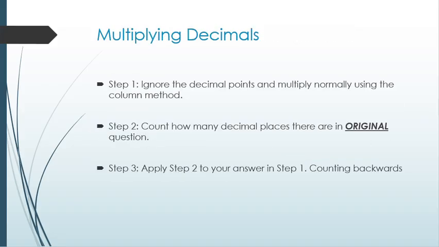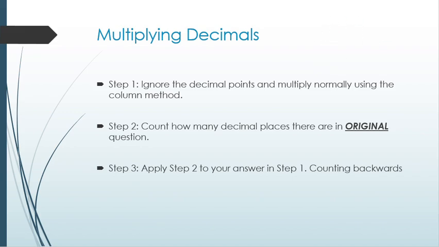All right, multiplying decimals. So we have 3 steps. Step 1 is ignore the decimal points and multiply normally using the column method. What that means is just like using the working out method, so like 19 times 7, stuff like that, and you just figure out the answer afterwards. Okay, that's what step 1 means.